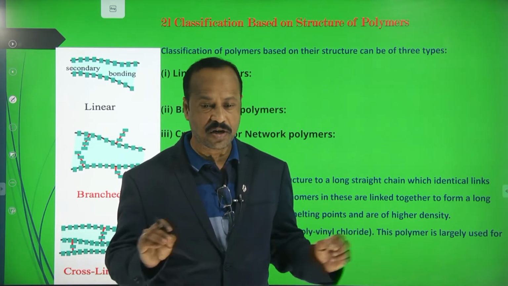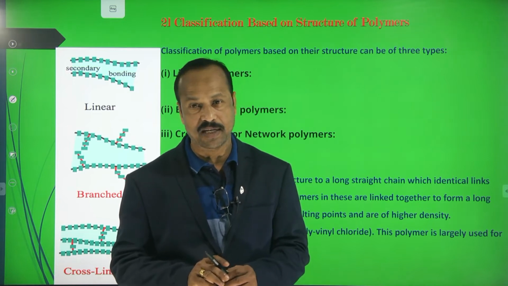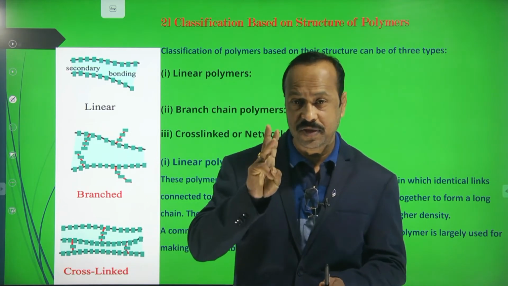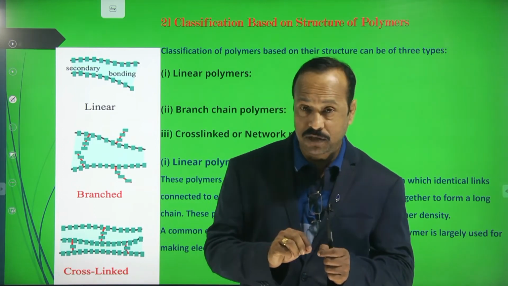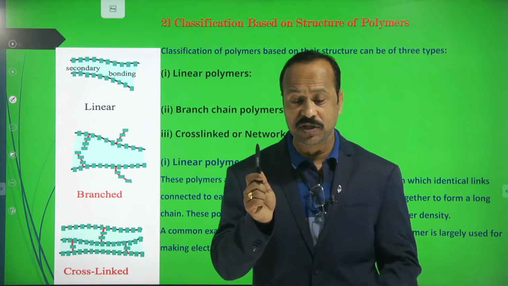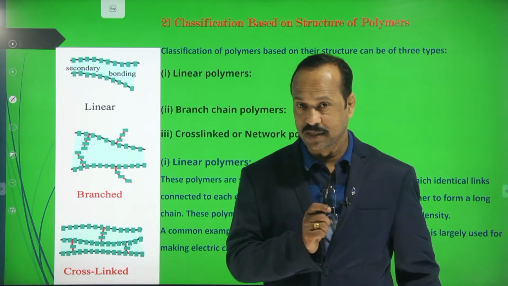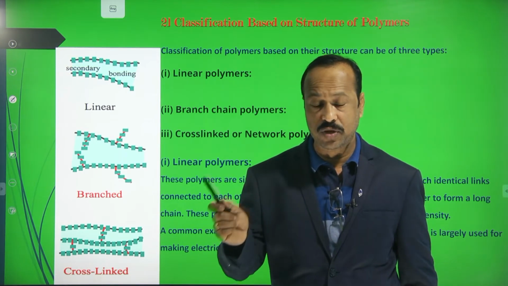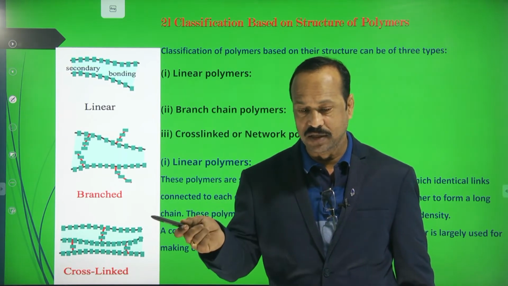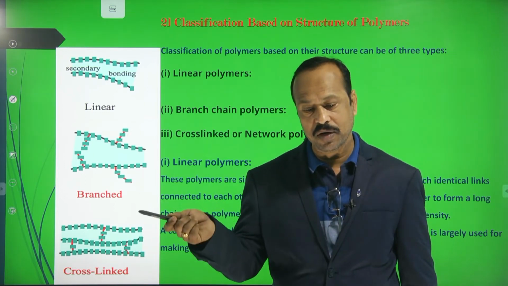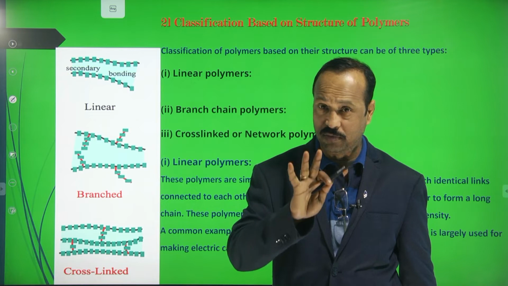Based on the structure of polymer, how can these polymers be classified? Polymers are classified into three types. How many types? Three types, based on structures. One is called linear polymers. Second is called branched chain polymers. Third is cross-linked, or network polymers. Like this, a total of three types of polymers are there.